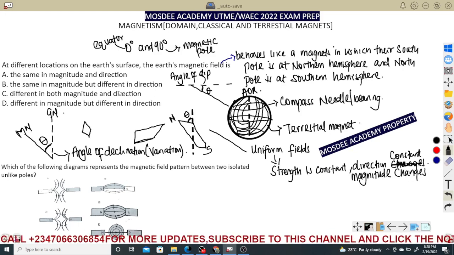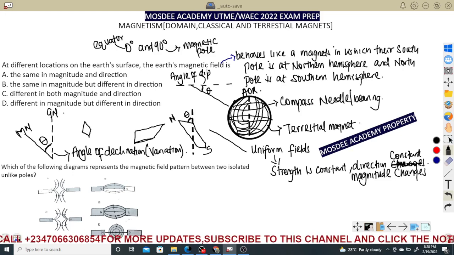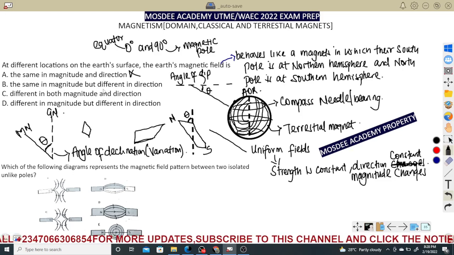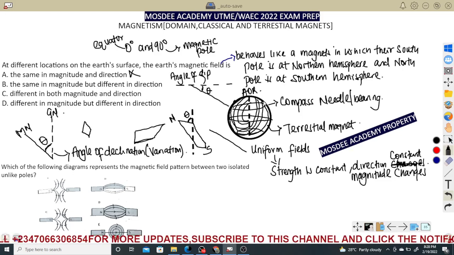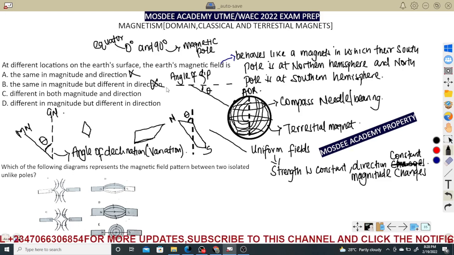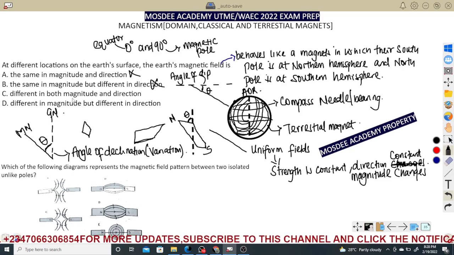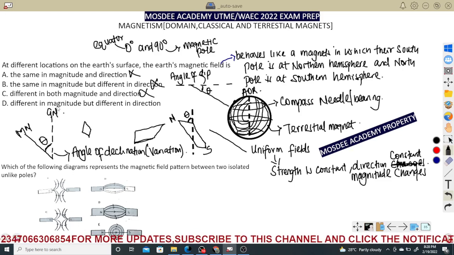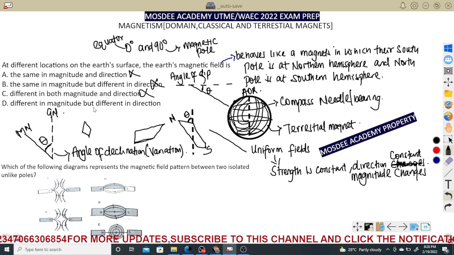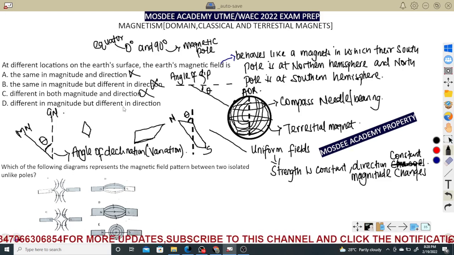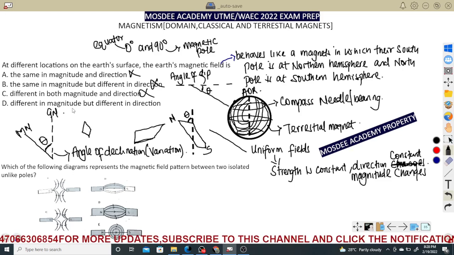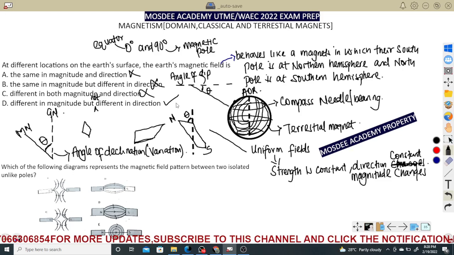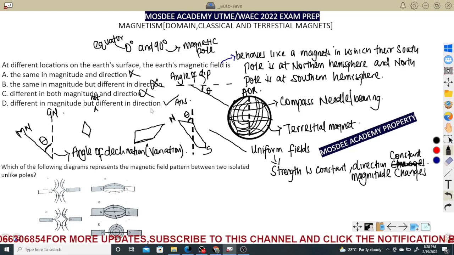It's a simple question. So at different locations on the Earth's surface, the Earth's magnetic field has the same magnitude and direction, that is very wrong. The same in magnitude but different in direction, no. They revolve about their axis of rotation, so this makes this wrong. Different in magnitude and direction, no. So we have three options out. The fourth one will be correct. Different in magnitude but different in direction, this is not also correct. Different in magnitude, but not different in direction, so this is the right answer. I think there is a typo error for that question.